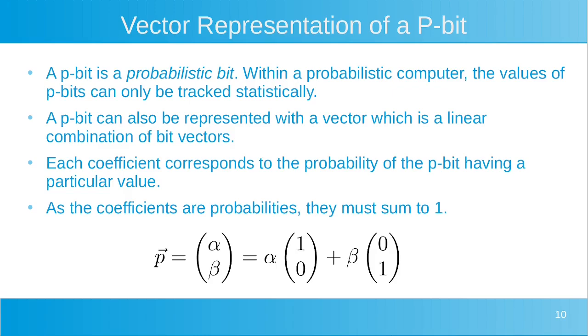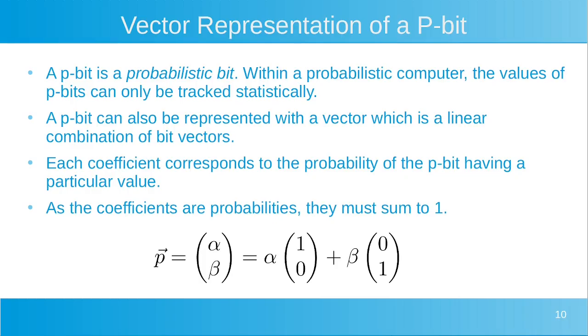Now let's talk about p-bits. This is where we get into probabilistic computing. A p-bit is just a probabilistic bit. If a p-bit is a probabilistic bit, then the value of the bit changes probabilistically. And if it changes probabilistically, we can't keep track of the bit's precise value. We can only keep track of a statistical distribution of the bit's value.